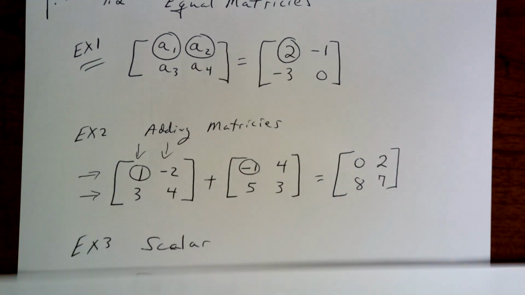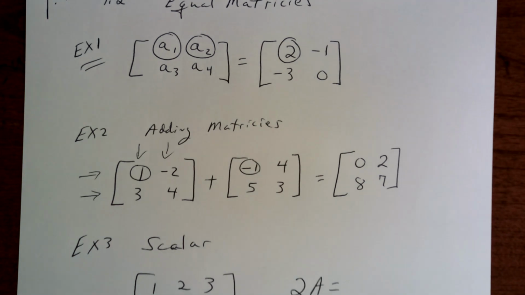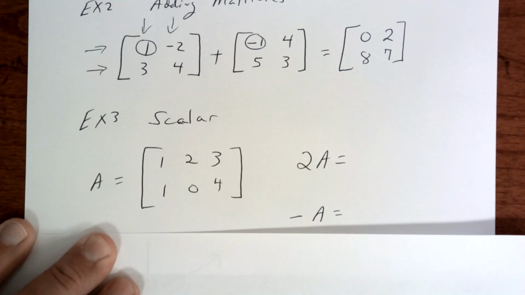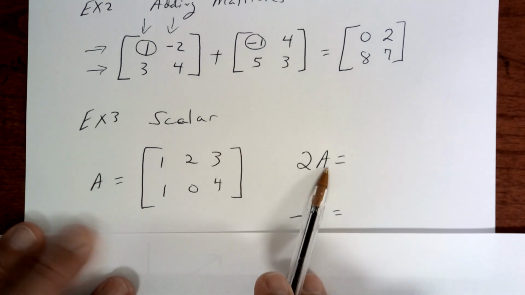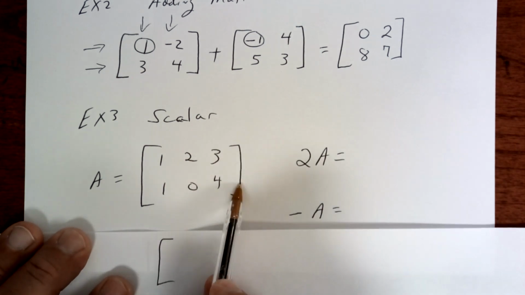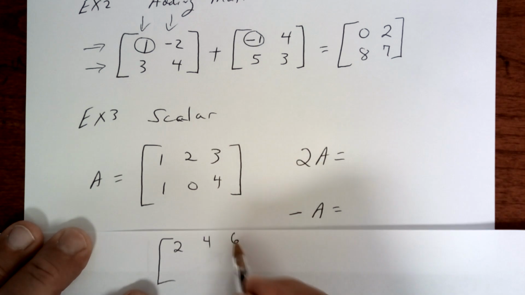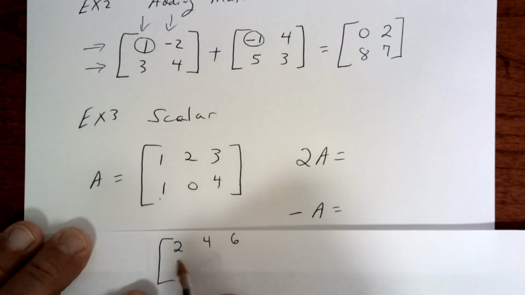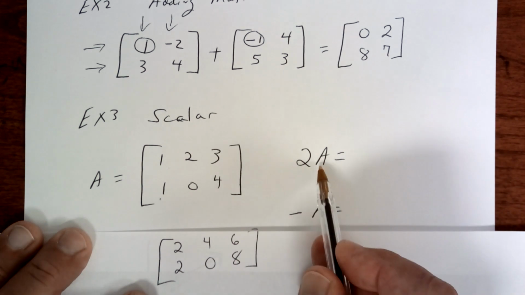Real simple. This one right here is multiplying by a scalar. So copy this one down. So this is saying 2 times a. So all you're going to do here is multiply every element by 2. So 2 times 1 is 2, 2 times 2 is 4, 2 times 3 is 6. Real simple. 2 times 1 is 2, 2 times 0, and 2 times 4 is 8, and you're done. And you did that, and you multiplied by a scalar.